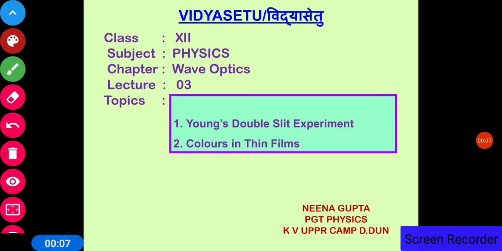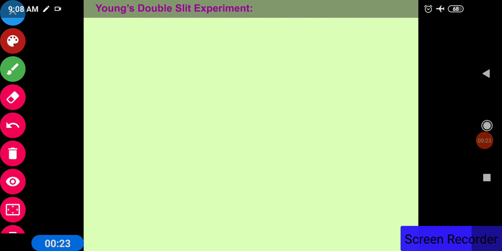In the previous lecture, we discussed interference and the conditions for bright fringes and dark fringes. So here we will discuss Young's double slit experiment and colors in thin films.